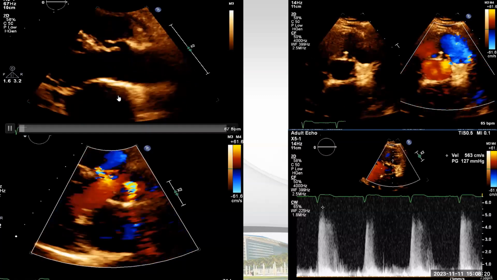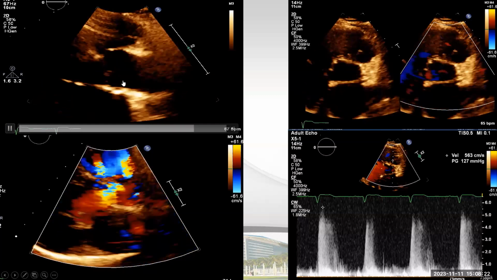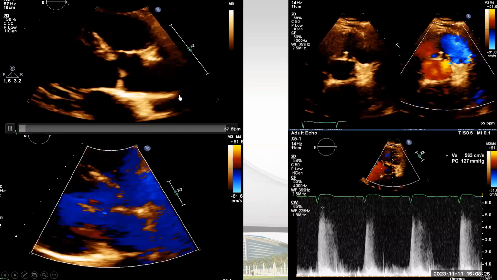No overriding aorta. No, unfortunately there isn't. No, no. Overriding aorta is like this.